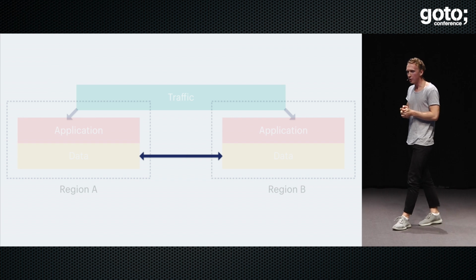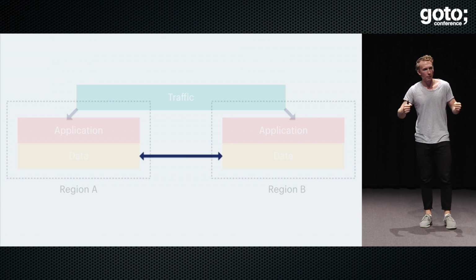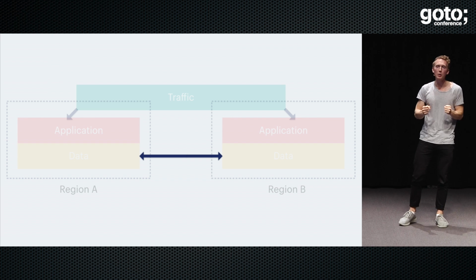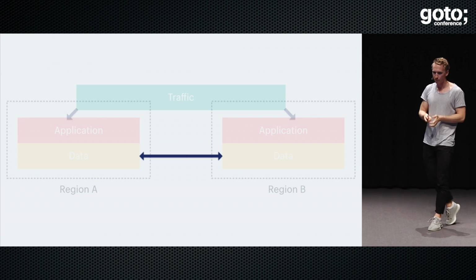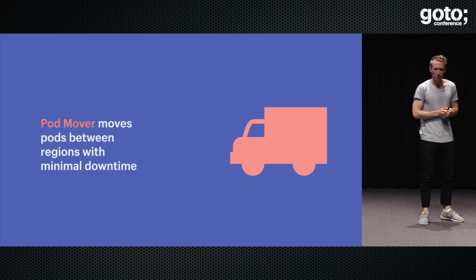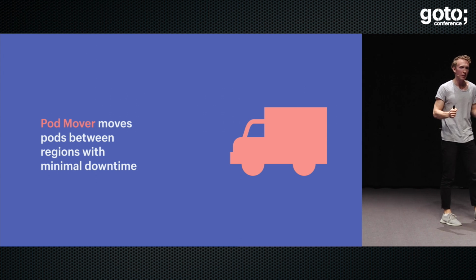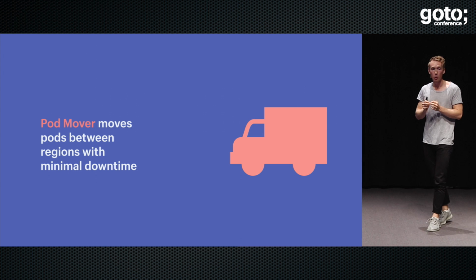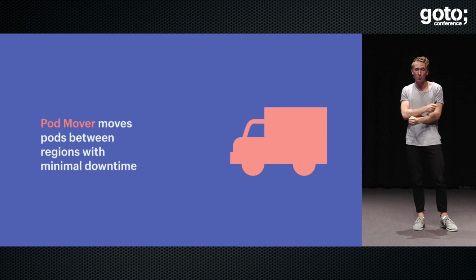The last thing I want to talk about is how we fail these regions over, right? We have the active pod and we have the inactive pod. How do we flip them over? And how do we do that with minimal disruption? For this, we have the pod mover. The pod mover moves pods between regions with minimal downtime. We're now at a point where we're getting very, very close to having almost zero downtime regional failovers.